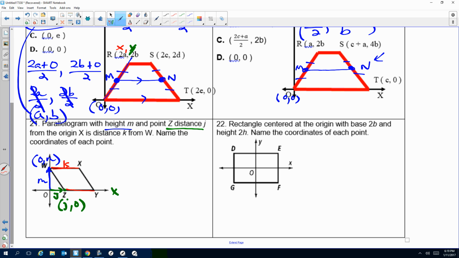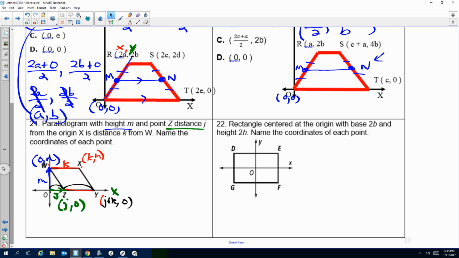So to get my coordinate pair for X and my coordinate pair for Y, this one is just a distance of K with the height of M, because it has the same height as the W. This one down here, though, we have to take all of this and that. We got to get the whole thing. So that would be J plus K, comma, and it's on the x-axis, so that would be 0. Okay, so sometimes you might have to add your variables to show the distance.